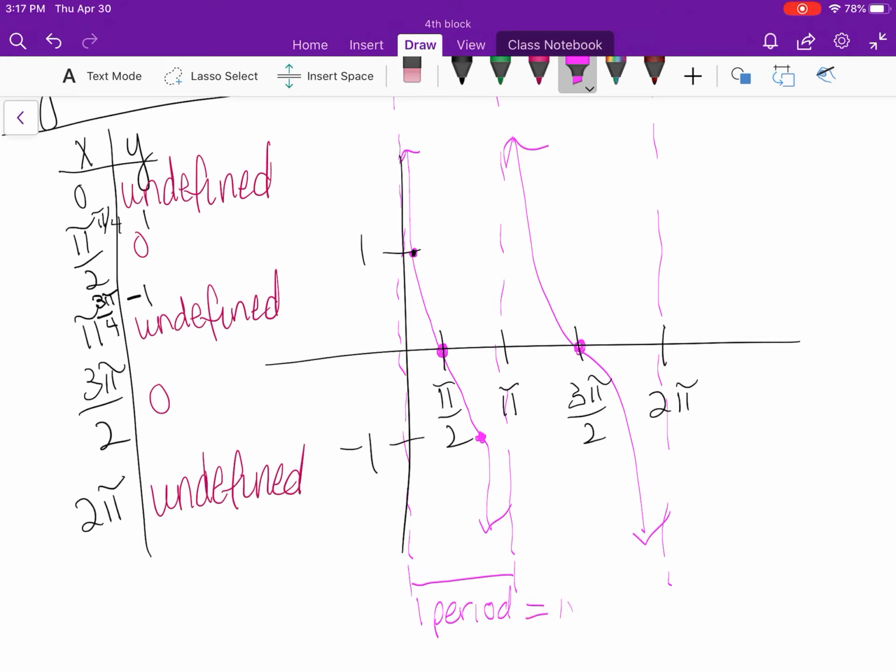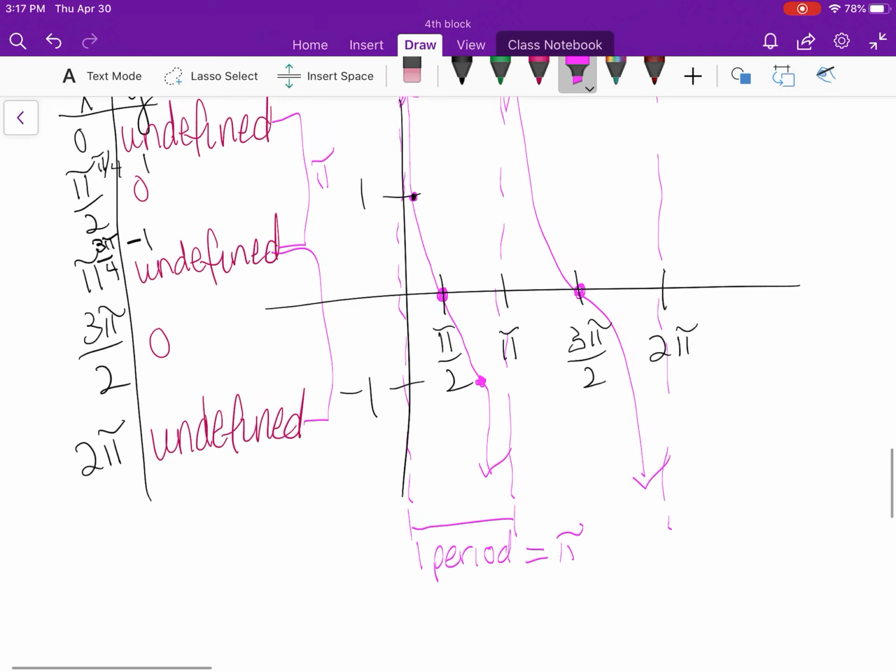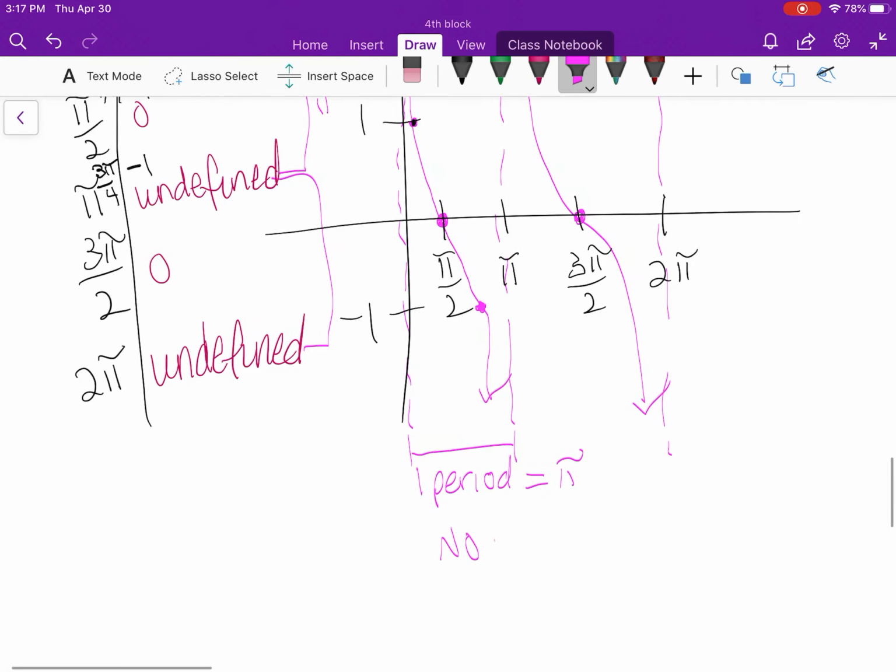Okay, so right here, that's 1 period, which is pi. We can see that again on our t-chart. From here to here, it's undefined. That's a difference of pi. Same thing here, difference of pi. Okay, once again, no amplitude. But we know the graph decreases.